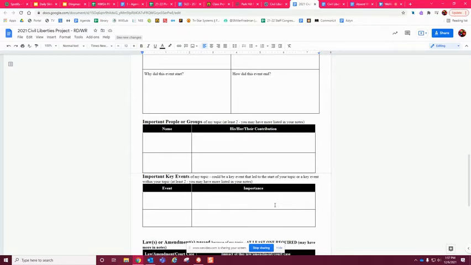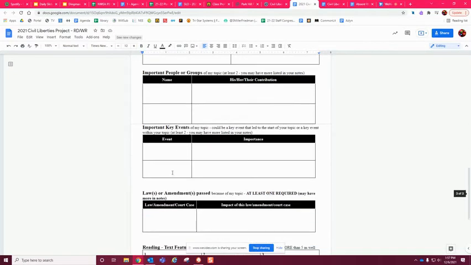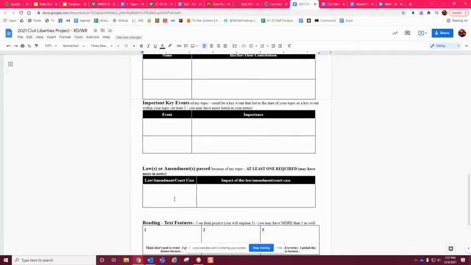Okay. Important key events. So again, here are just two events that were really important to your topic. Okay. And then the laws or amendments that were passed or a court case, that's something else that you also want to do. At least one of these is going to be required. You could have more. I know that there are quite a few that actually have multiple, and so you may already have more than one, which is awesome. You only need to have one of them, but if you have more, that would be great.